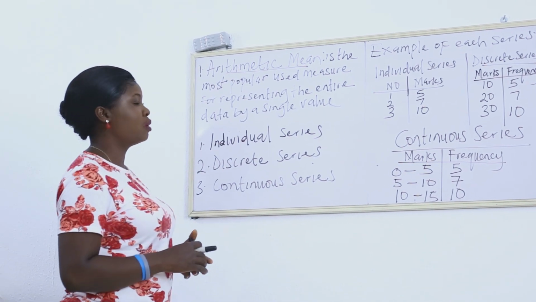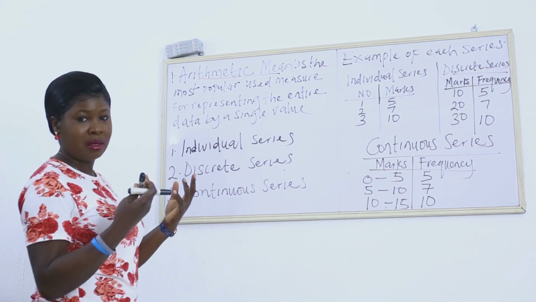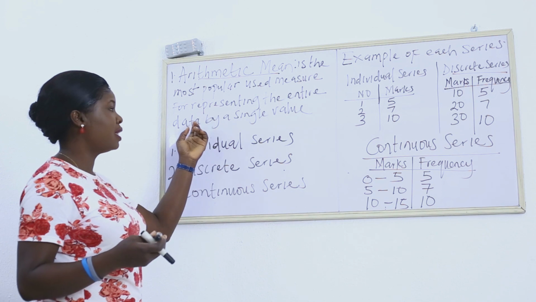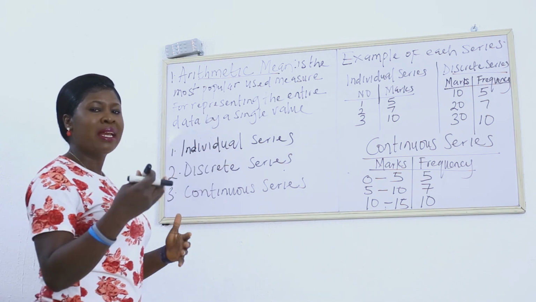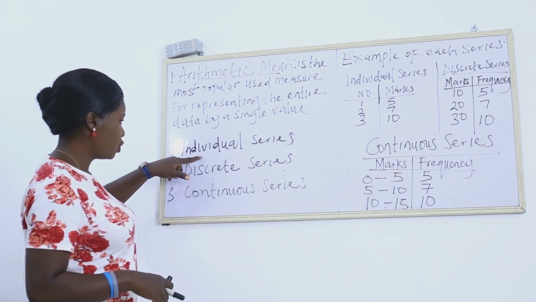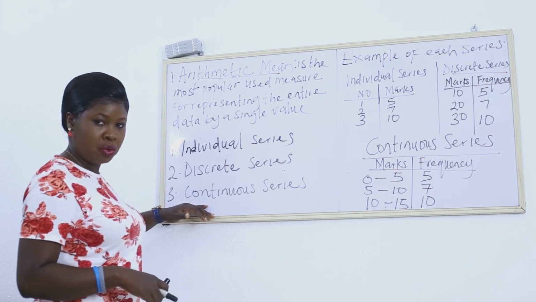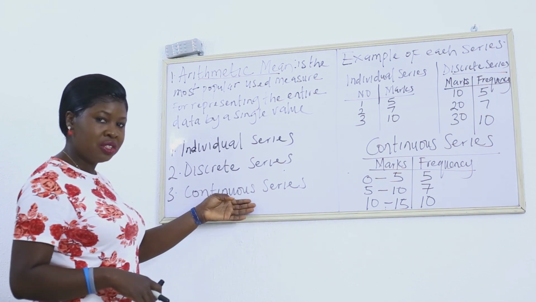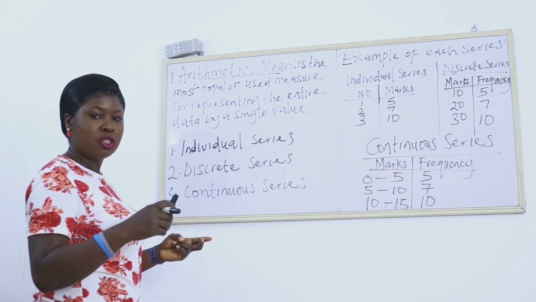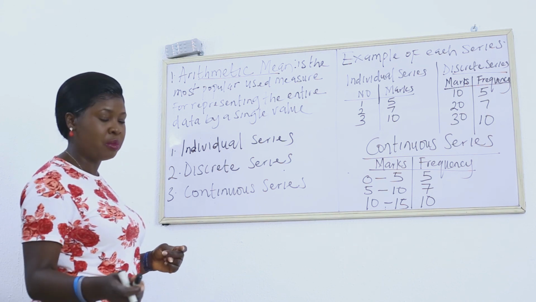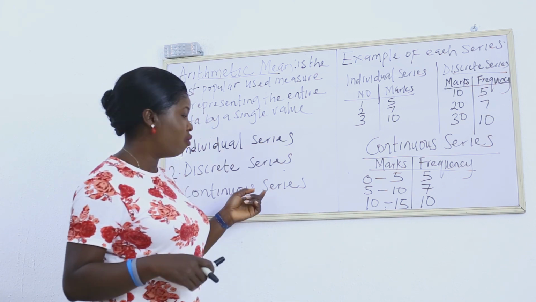And what does arithmetic mean? Like average, it is the most popular method used for representing the entire data in a single value, and there are different methods in which you can derive the arithmetic mean. The first method is called individual series, the second is the discrete series, and the third is called continuous series. The continuous series is further divided into three: the direct method, the shortcut method, and the step deviation method. But when I get to it, I will give a deeper explanation of what it means.